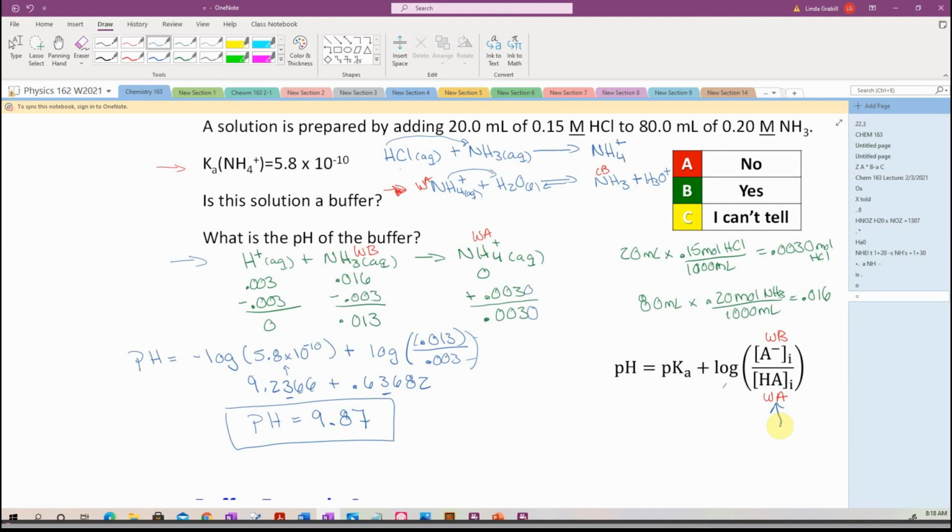All right, so Wednesday we will do another example with this and make sure that you're nice and comfortable, and then introduce this concept of titration curves. It's going to be fun.